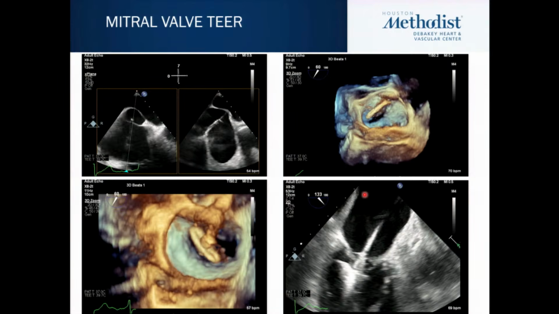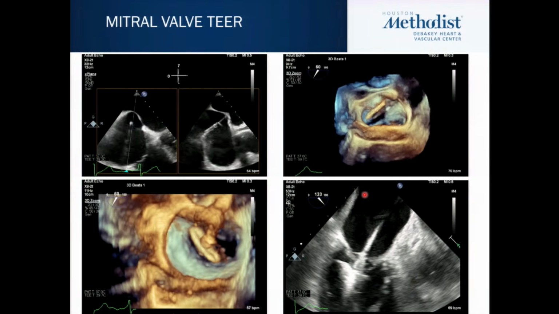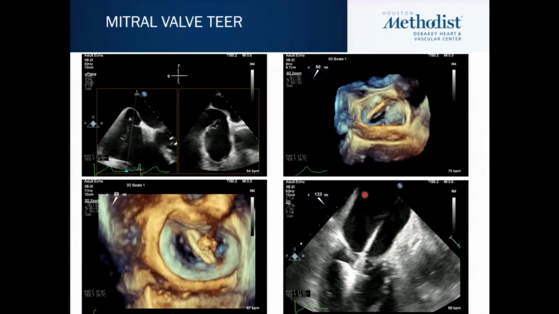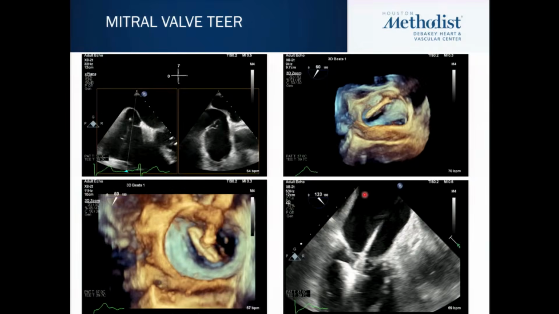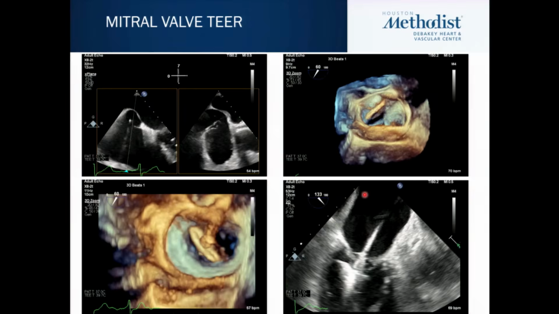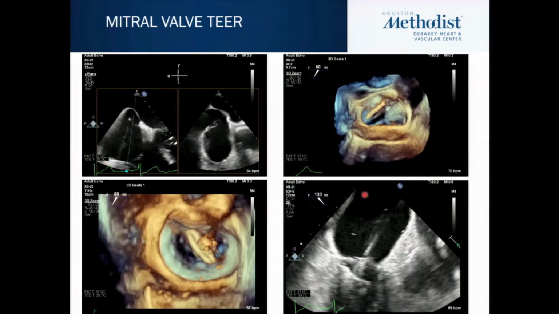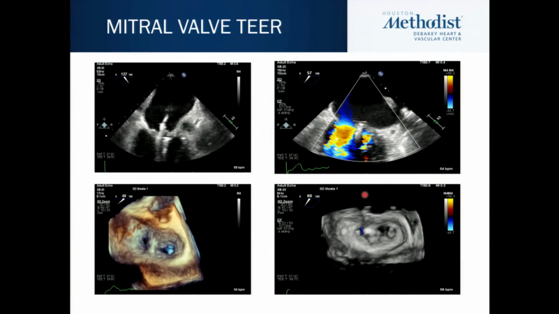We see transseptal puncture on the left, where it's located superiorly and posteriorly. And once we are comfortable with the height, transseptal puncture is performed. The steerable guide catheter with the dilator is advanced, and then the clip delivery system exits the sheath. And once we have the clip open, we try to align it perpendicular to the coaptation line. And once we are comfortable with the alignment, the MitraClip is advanced below the leaflets.